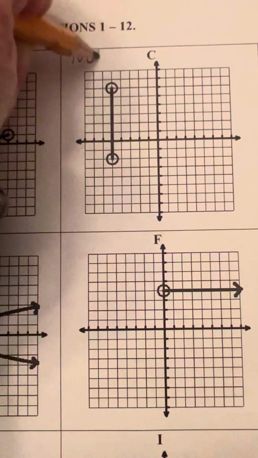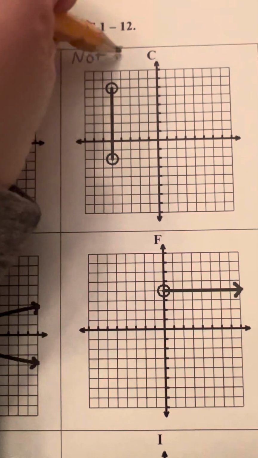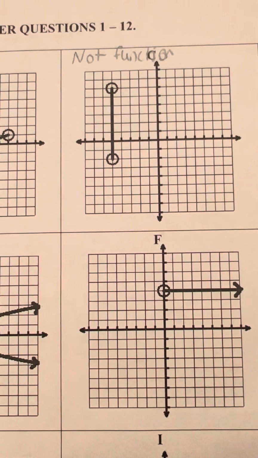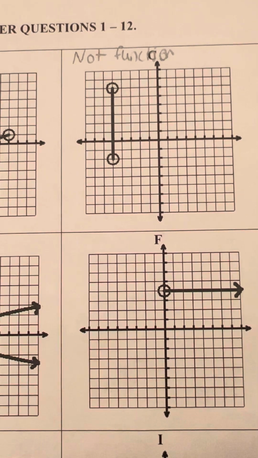And again, what it means for not having a function is that we have an x and it has multiple outputs. So every x that you have on this graph has different y outputs, and we can't have that happen. So this is not a function. We'll start there. And then the second thing I see is two open circles.